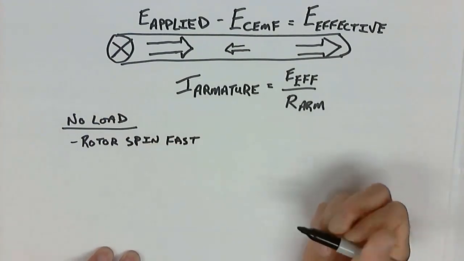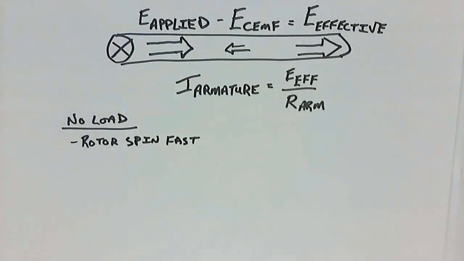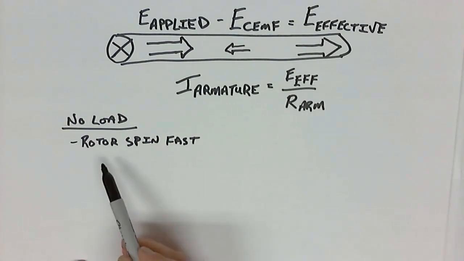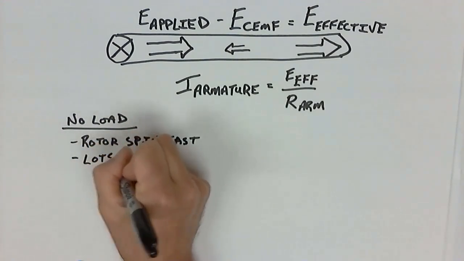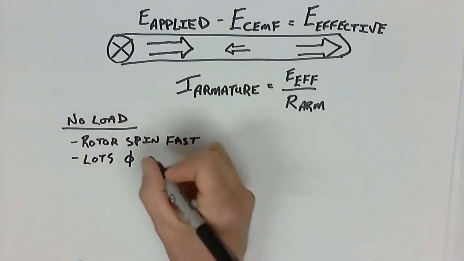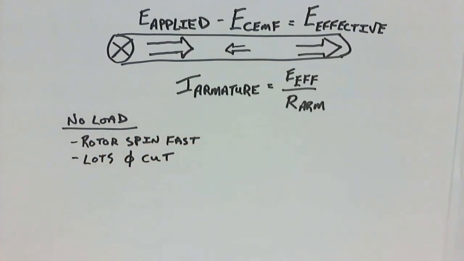It's always going to be spinning a little bit faster than what its rating is. Now, it depends on what type of motor we're referring to and how much faster, but it's always going to spin a little bit faster if there is no mechanical load on it. That means that there is lots of flux being cut by that conductor because it's turning so quick. It's cutting lots of lines of flux between those two magnets.